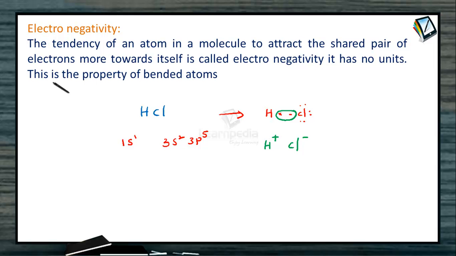This is already mentioned: this is a property of bonded atoms, because for isolated atoms there is no pulling or pushing of electrons towards another element, as they are not in contact with other elements. But bonded atoms are in contact with other elements through bonding, so the bonded electrons are pulled more towards one of the elements. That means the element which has a higher electronegativity pulls the electrons towards itself. That pulling capacity of bonded electrons is called electronegativity.